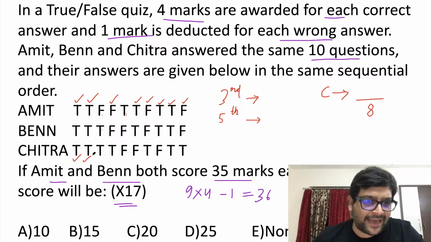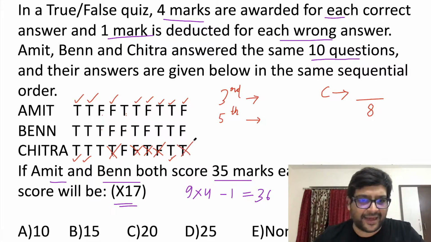So first one, second one is right because their answer is common. Fourth question, definitely Chitra got wrong. Fifth, I don't know. Sixth, Chitra is wrong. Seventh, Chitra is wrong. Eighth, Chitra is wrong. Chitra is a bad student. Ninth, Chitra is right. And 10th, again, Chitra is wrong.